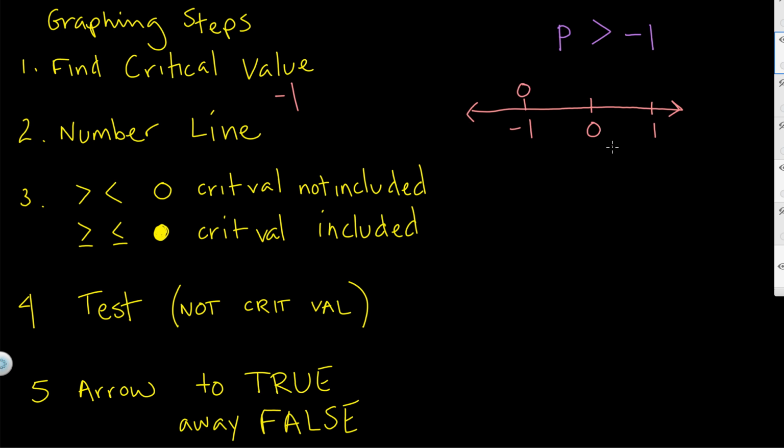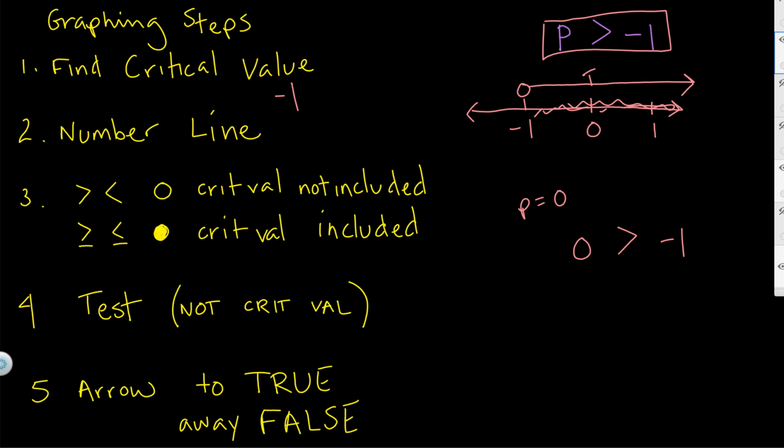Now again, I'm going to test a number. Again, I like to test 0. So if I set P equal to 0, 0 is greater than -1. This is true. 0 is bigger than any negative number. So I would have a T for true at the 0 and draw the arrow through the T. And that indicates that all of these numbers here are solutions to this inequality.